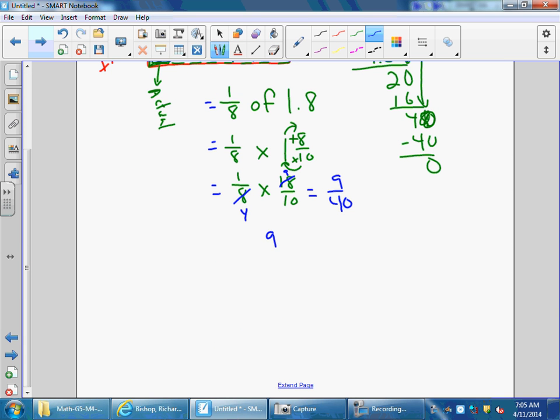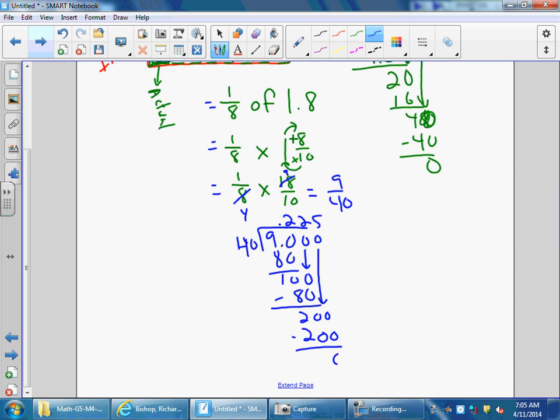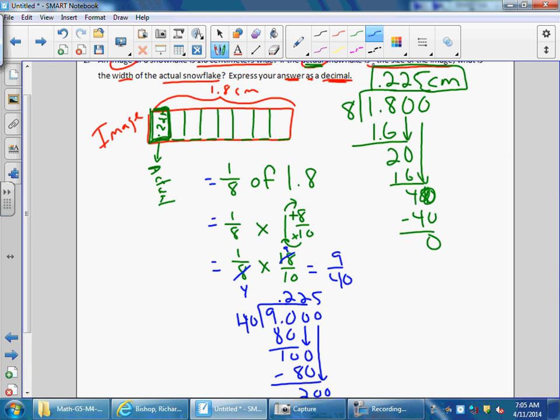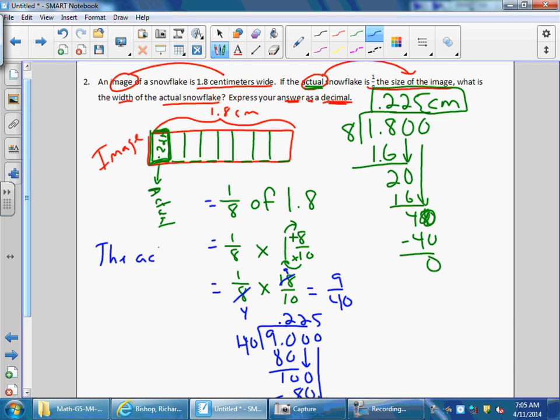If I divided 9 by 40, I get that same 225 thousandths of a centimeter. Final answer. The actual snowflake is 225 thousandths of a centimeter.